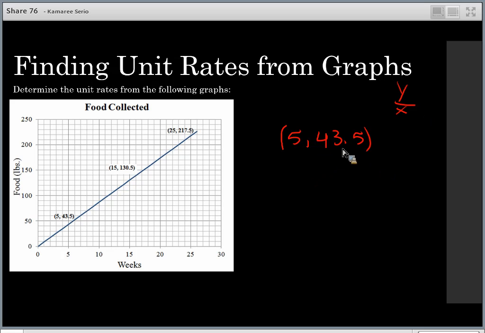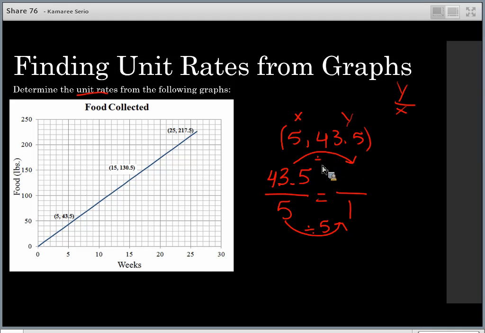So 43.5 is my y, and 5 is my x, which means that I should have 43.5 all over 5. Now I need a unit rate, which means I need to have a 1 in my denominator. So to go from 5 to 1, I have to divide by 5, and then I need to do the same exact thing up top. So I have to divide that by 5 as well. In our calculators, 43.5 divided by 5, I get 8.7.